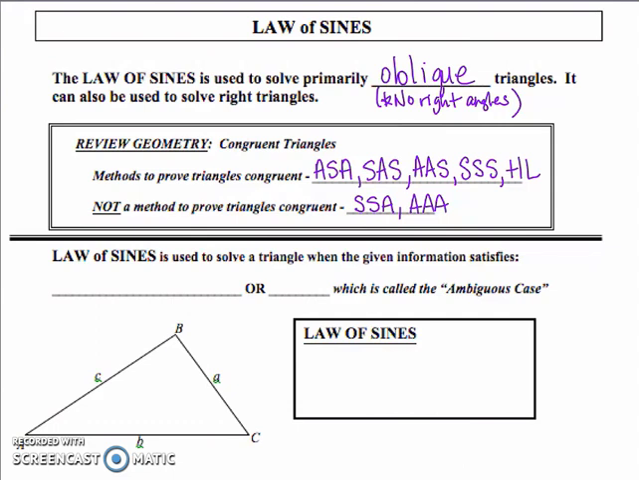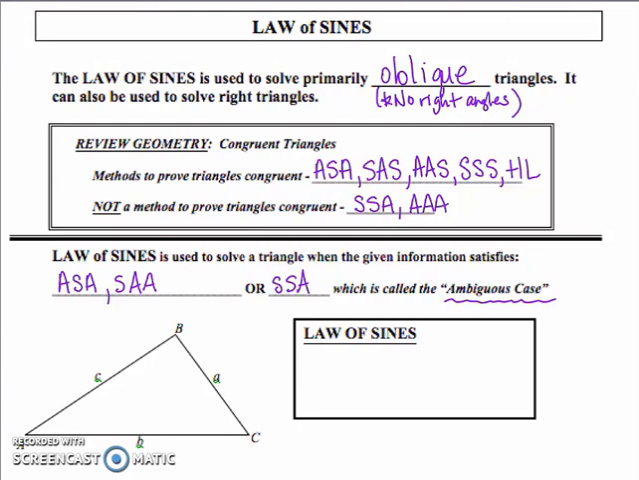So the law of sines is used to solve a triangle when the given information satisfies either angle, side, angle; side, angle, angle; or side, side, angle. Now we have to be careful with that one. That one is called the ambiguous case, and we will get to that a little bit later. It's something we always have to check for when using the law of sines, because most of the time we are looking at the side, side, angle. Notice I did not say angle, side, side, because that would be abbreviated ASS, and we certainly don't want to have that written all over our paper, so we are going to call that the side, side, angle case or the ambiguous case.